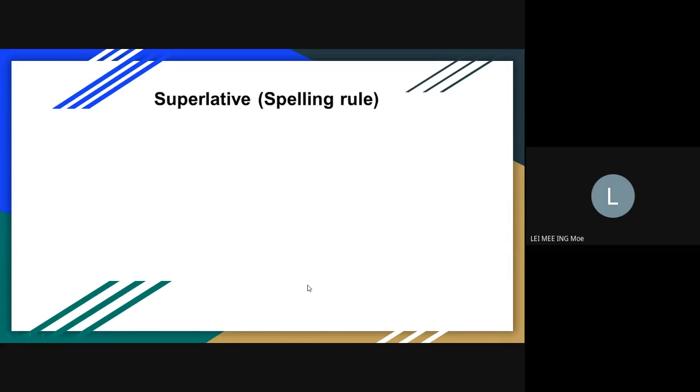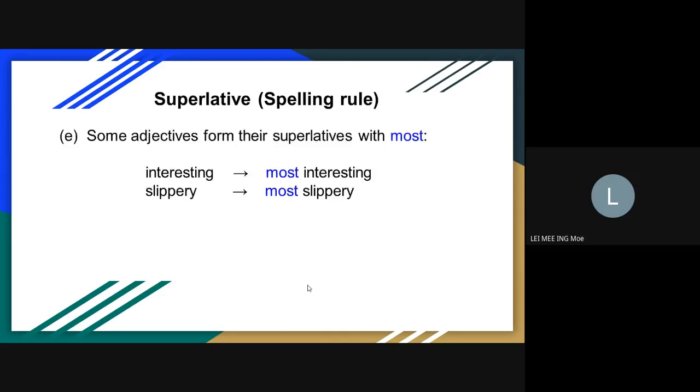Rule number 5. Some adjectives form their superlative with most. This one is mostly for adjectives with more than 2 syllables, just like interesting, most interesting, slippery, most slippery. And for some adjectives with 2 syllables, we also use this rule with most, just like peaceful just now, pleasant, most pleasant, peaceful, more peaceful, okay?